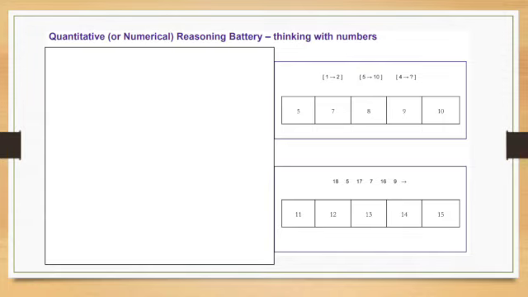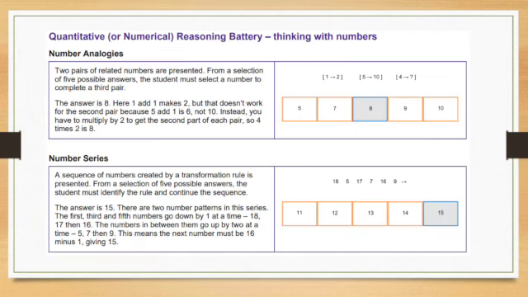Here are some examples. So we see we have 1 is to 2, and then 5 is to 10. So we have to figure out what's going on here. The student has to think with numbers and choose that the right number there would be 8, that the number is doubling each time. So I'll just show that, and we call that number analogies.